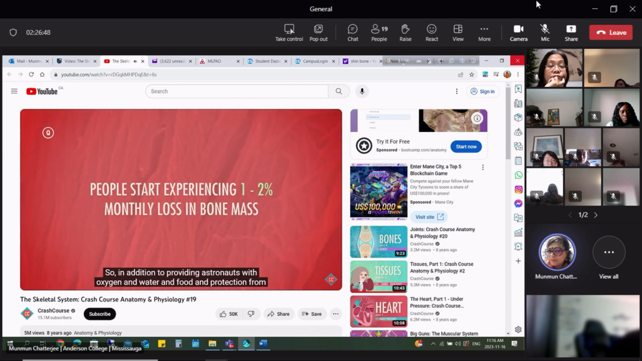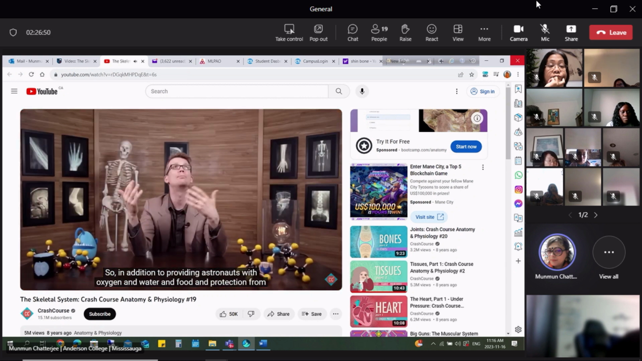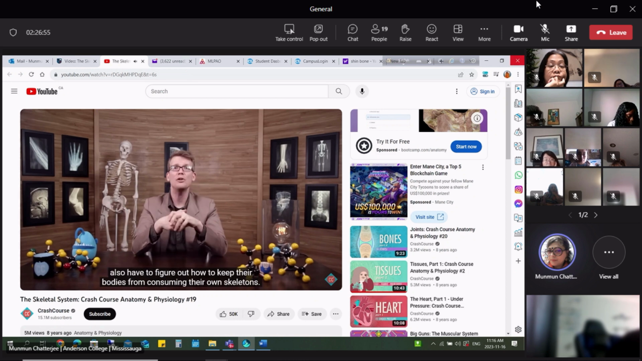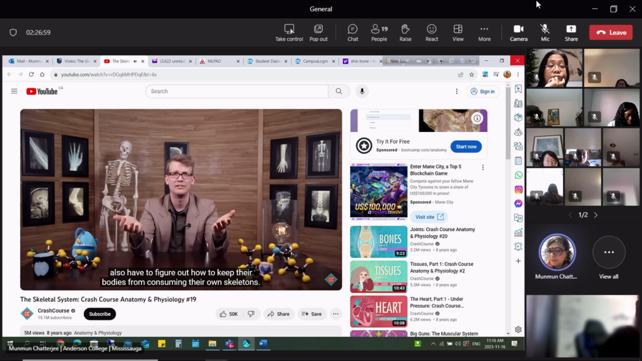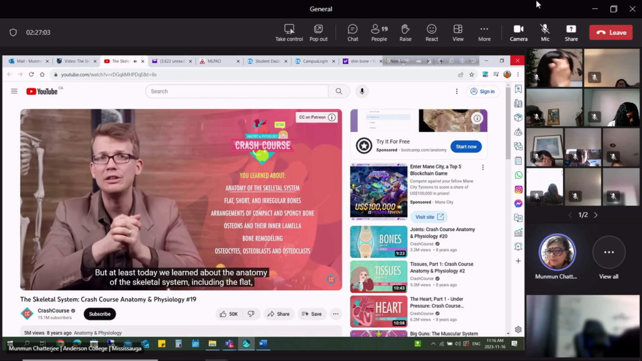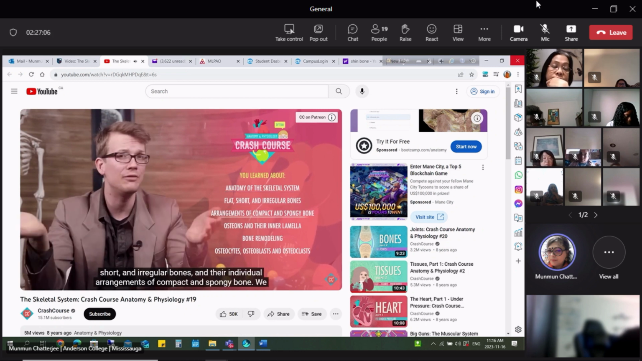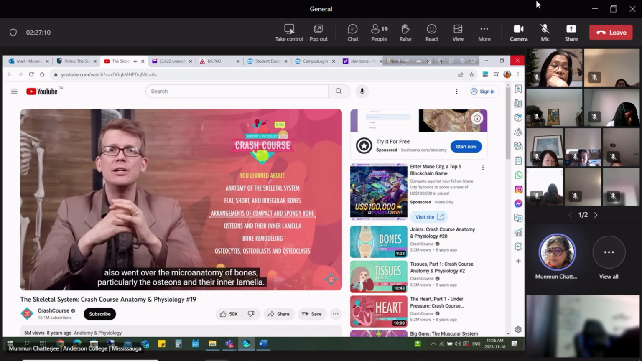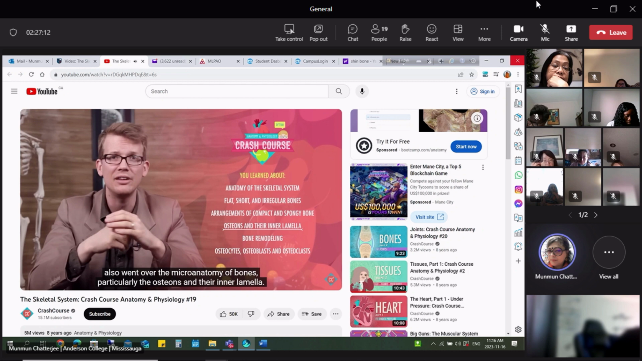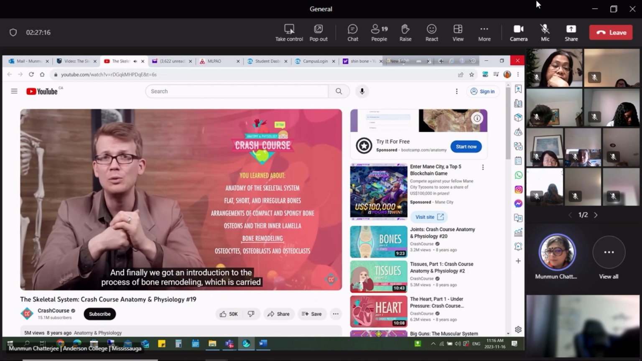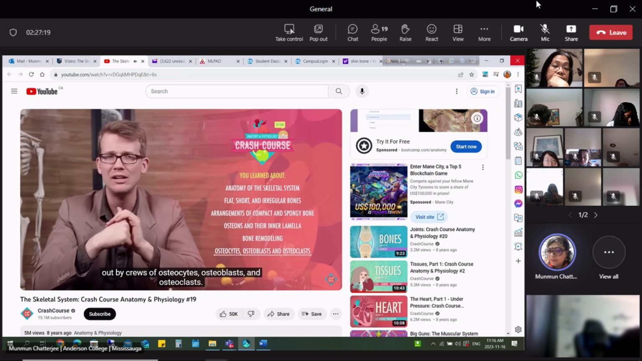So in addition to providing astronauts with oxygen and water and food and protection from radiation and an environment that will keep them mentally stable, it turns out that we also have to figure out how to keep their bodies from consuming their own skeletons. But at least today we learned about the anatomy of the skeletal system, including the flat, short, and irregular bones and their individual arrangements of compact and spongy bone. We also went over the microanatomy of bones, particularly the osteons and their inner lamella. And finally, we got an introduction to the process of bone remodeling, which is carried out by crews of osteocytes, osteoblasts, and osteoclasts.